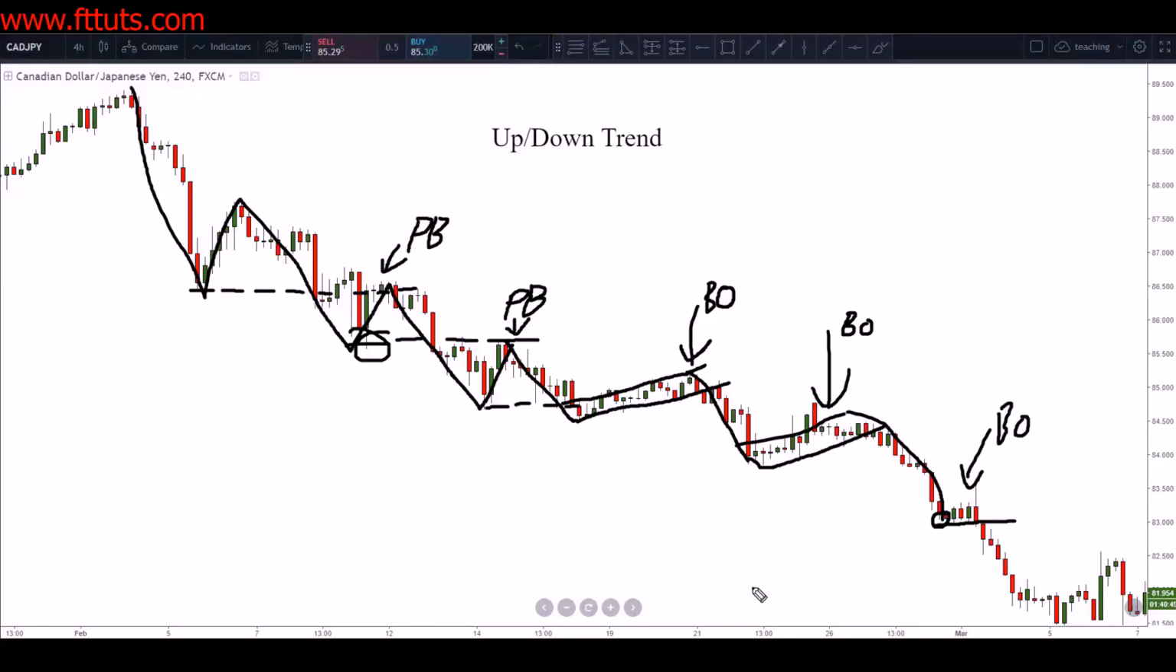There's only one other way we can trade a trending market. When the market's in a downtrend, we can trade counter trend, expecting a counter trend move out of this market. And we'll take a look at that in just a second.